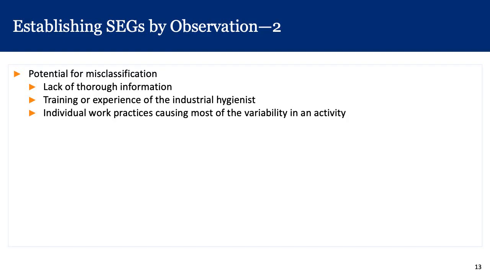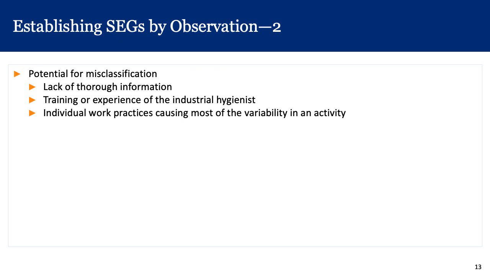So as we have discussed earlier, when we establish similar exposure groups by observation, there is a potential for misclassification, and this has been studied and described in the scientific literature. And the reasons for misclassification are that we don't have thorough information when we are going purely by subjective observation. The creation of the SEGs depends on the training and experience of the industrial hygienist. And in situations where individual work practices cause most of the variability, an observational approach may not be the best way to do it.